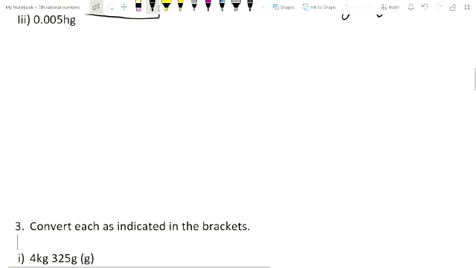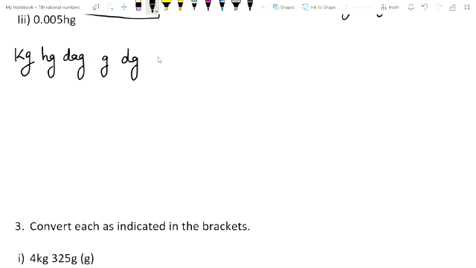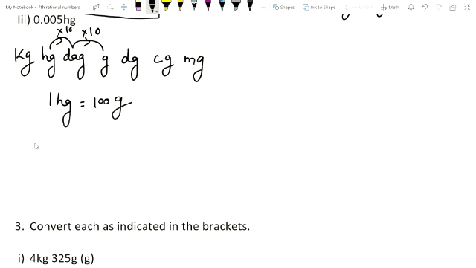The next one is 0.005 hectogram. First you write the order: kilogram, hectogram, decagram, gram, decigram, centigram, milligram. Hectogram we are going to convert into gram. 1 step, 2 steps. So into 10 into 10. So 1 hectogram equal to 100 gram.